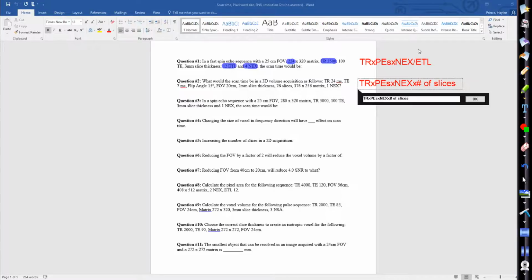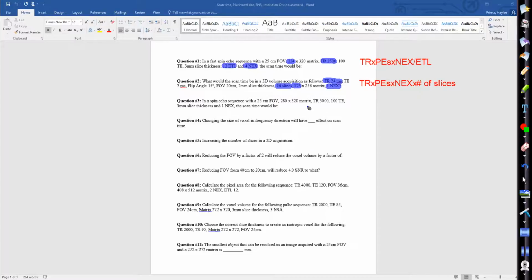Good. So instead of dividing it by our echo train length, that last part of the equation is a little different. We have to multiply it by the number of slices. So once again, let's highlight the parameters we need. TR, 24 milliseconds. We don't need TE, we don't need flip angle, we don't need field of view. Slice thickness, remember that's where they're going to try and trick you again. We don't need slice thickness, we need number of slices. We have 76 slices. Our phase encoding is the smaller number of the matrix, 176, and then our NEX is just 1.